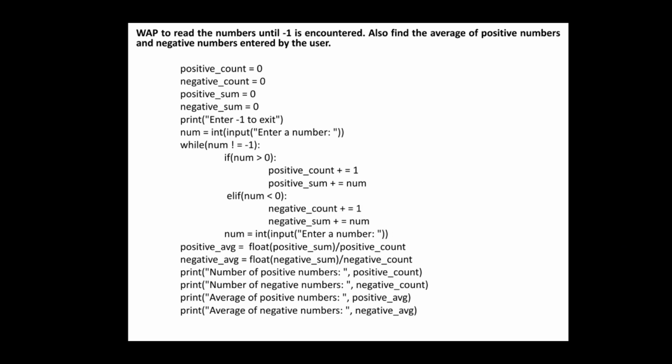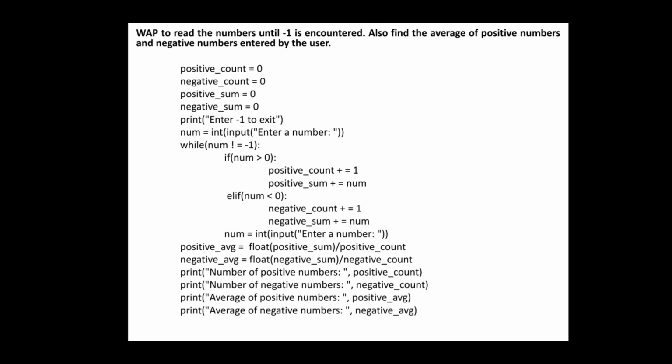Then ask the user to enter a number. This time we put -9. So -9 not equal to -1, true. -9 greater than 0, false. Next, num less than 0, it is -9 less than 0, true. So negative count is incremented. Previously it was 2, so 2 plus 1 equal to 3. And negative sum equal to -15 plus -9, that is equal to -24.